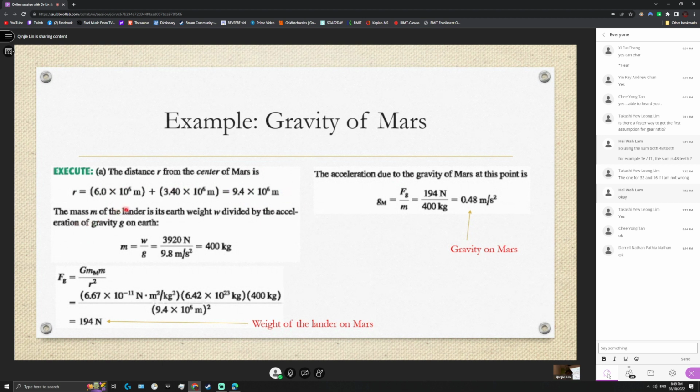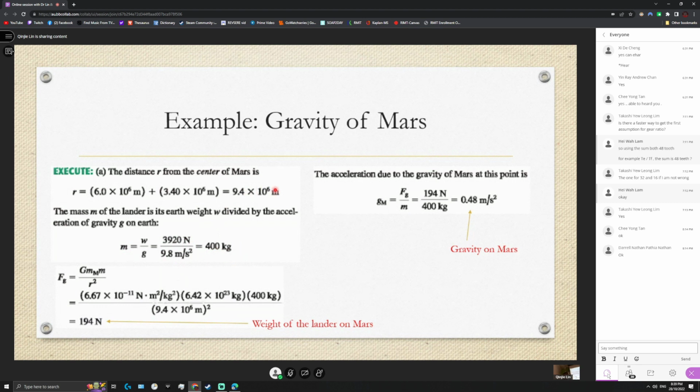The mass, we are given information about the lander on the Earth, right? The weight is 3920 newtons. To find the mass, which cannot be changed, we'll just use 3920 divided by the gravitational acceleration on Earth. That will give us the mass of this object. And the mass stays the same, cannot change. So something that's 400 kg still is 400 kg. Okay, mass stays the same. So we have the mass ready, we also have the r.